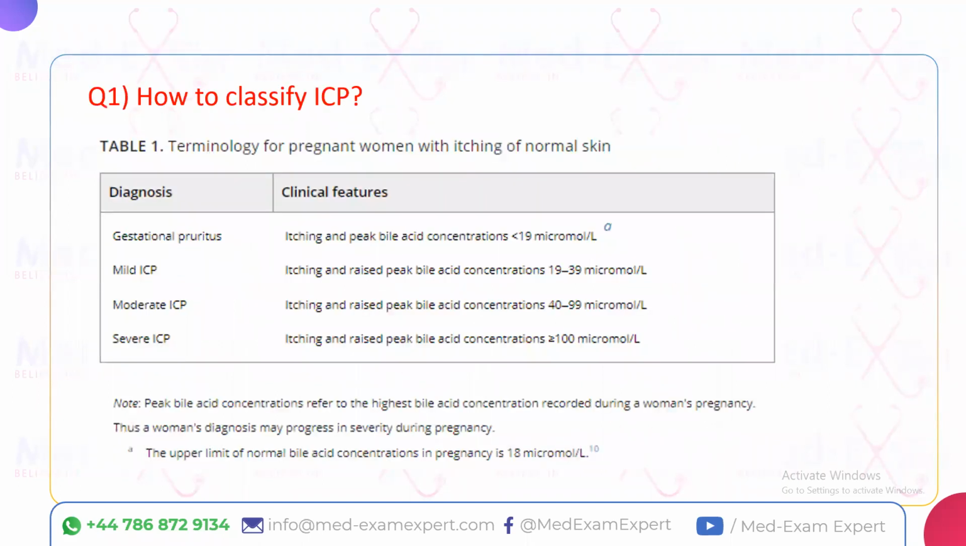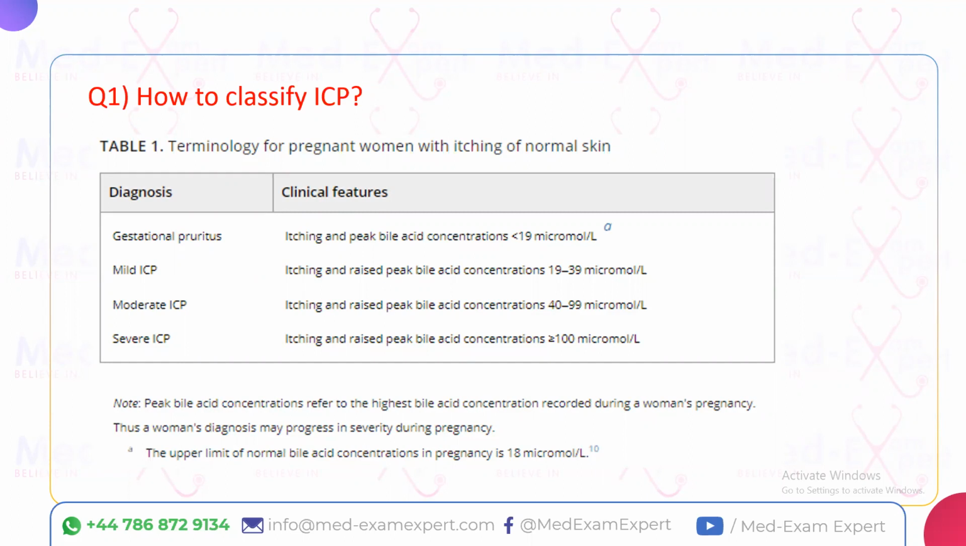Okay, so how do we classify? This is how we define the terminologies for the pregnant woman with itching of normal skin. The upper limit of normal bile acids in pregnancy is 18; if it is less than 18, we don't need to worry. If the patient has itching and the bile acids concentration is less than 19 micromole per liter, it will be gestational pruritus. So the diagnosis of ICP will start from bile acids of 19 onwards.